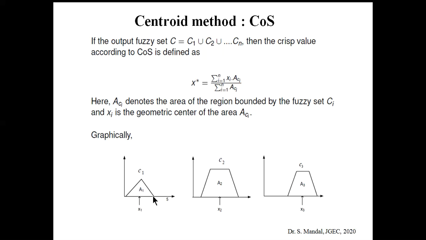Okay, that means basically the middle point of this particular region. Geometric center xi is the geometric center of the area aci. Obviously this x lies on the x axis. So this one is the second area, this one is the third area. Now after getting all the values, just substitute them in this equation, and we get the corresponding defuzzified output values.